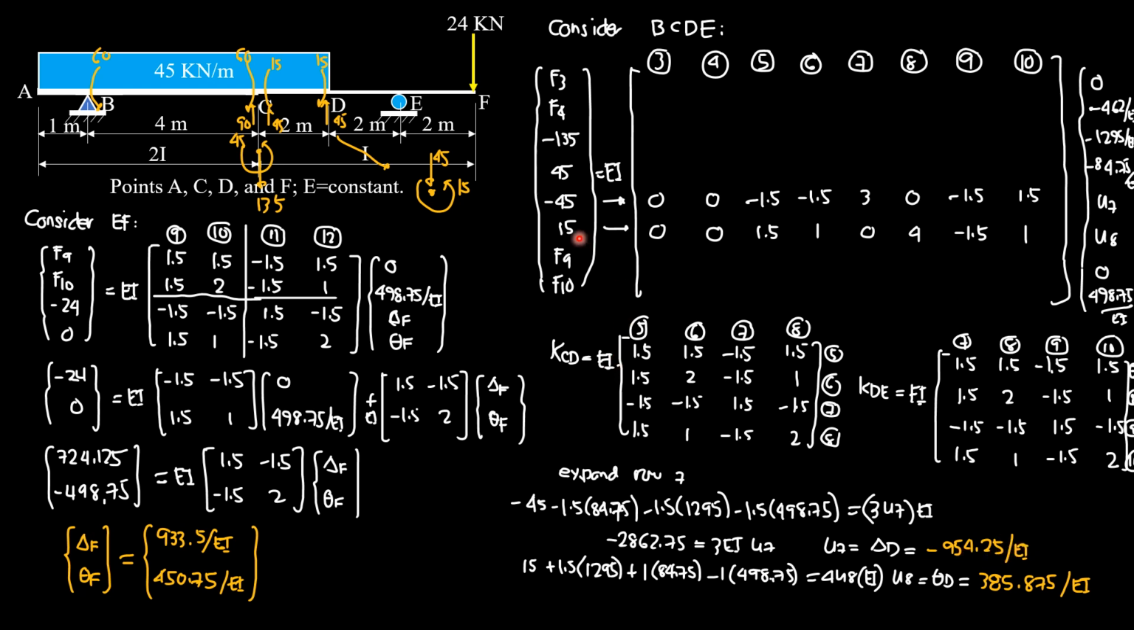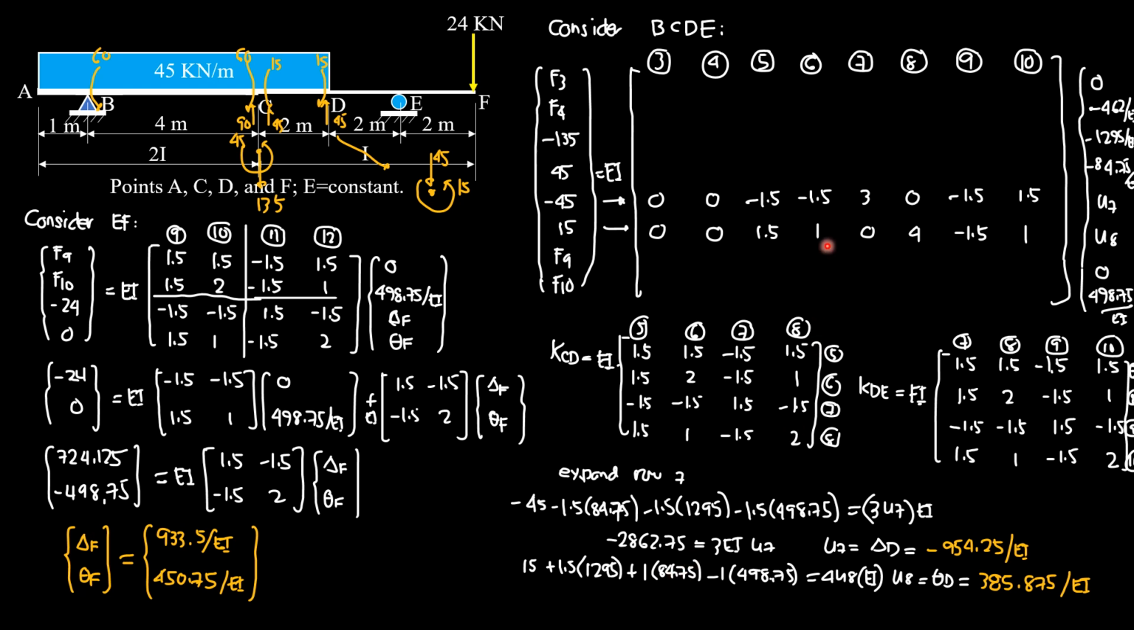Then also we expand row 8, 15, 0 times 0, 0 times negative 462 is 0 also. 1.5 times negative 1295 is negative, transposed to the left, so plus. So that's why you have plus 1.5 times 1295 here. 1 times negative 84.75 is negative, transposed to the left, so it becomes positive. So 1 times 84.75, so positive.